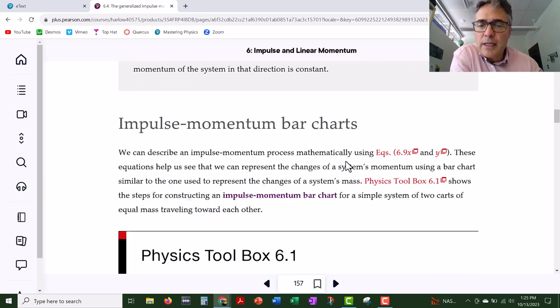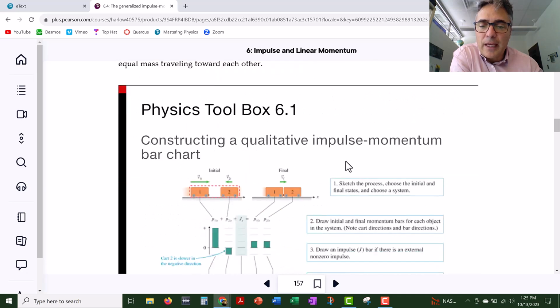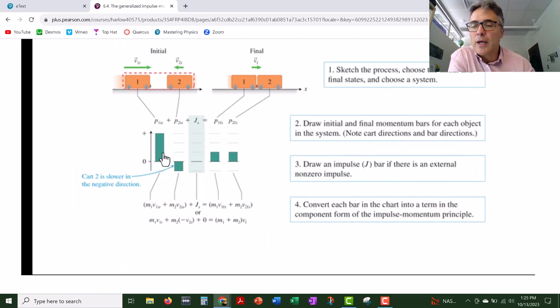So what they do in the textbook, which I like a lot, is they introduce these bar charts. It gives you a visual way of looking at the equations. You've got the initial momentum of the two objects plus the impulse equals the final momentum. You can imagine all of those terms as positive or negative bars. So this plus this equals this final. There should be as much area on the right-hand side as there is on the left-hand side of the equal sign. So you've got 3 up, 1 down.